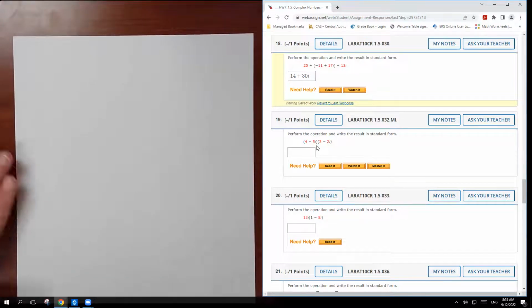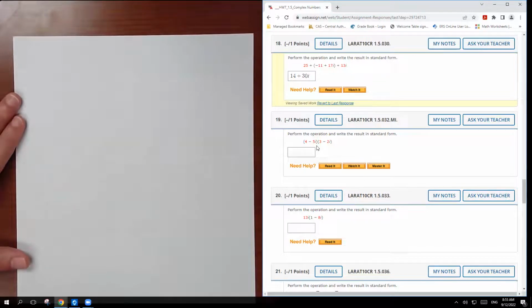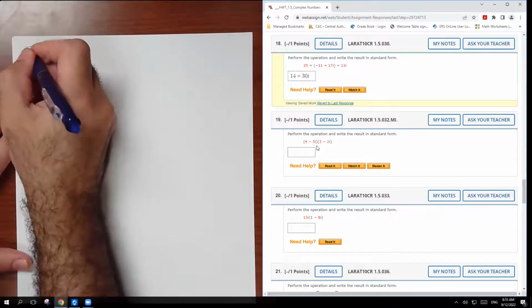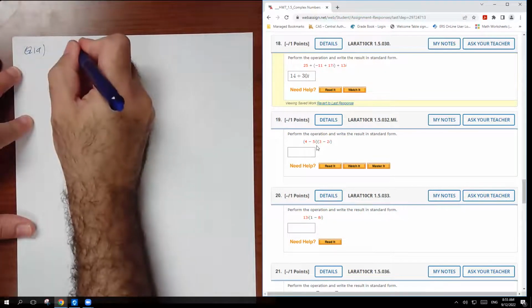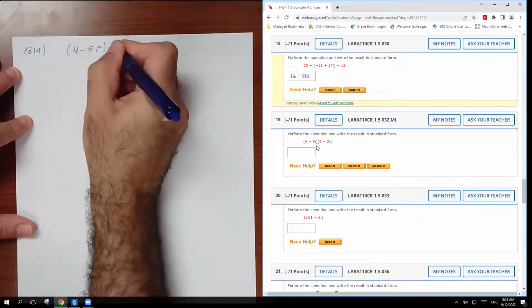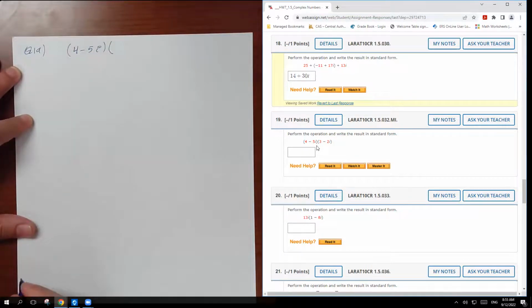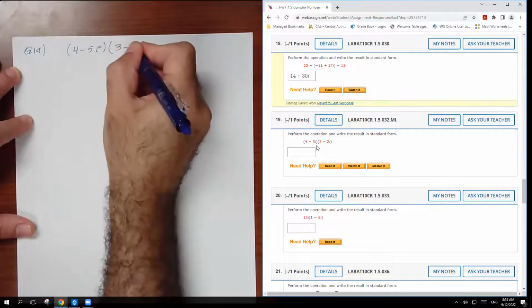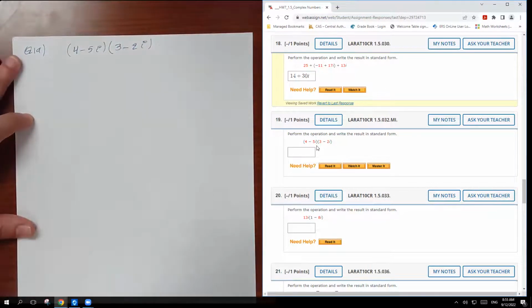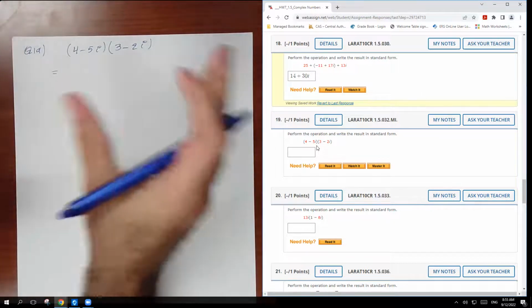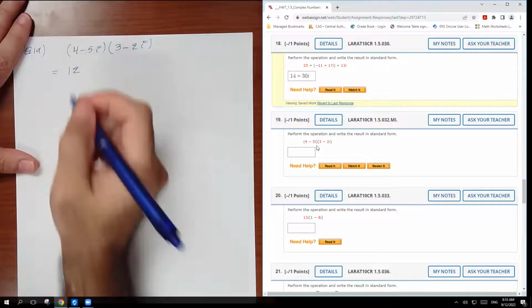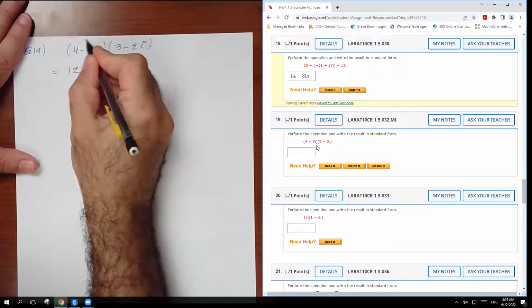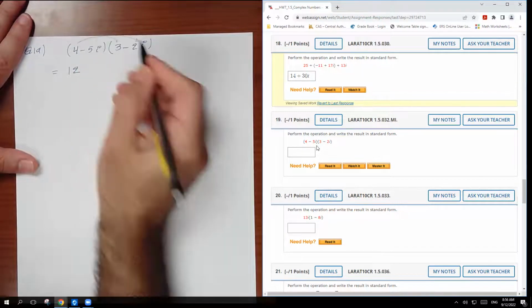Example 19 says, perform the operation and write down the result in the standard form. So the first number, question 19, is 4 minus 5i, times the second one, 3 minus 2i. So we're going to multiply exactly the same thing, two parentheses. 4 times 3 is going to be 12, meaning the first one times the first one. Now the first one times the second one.